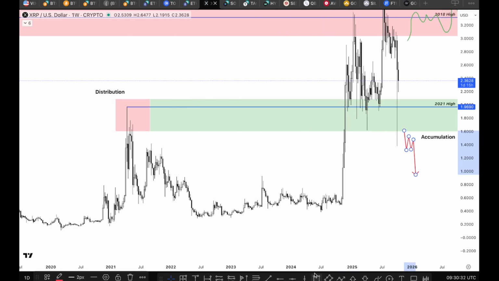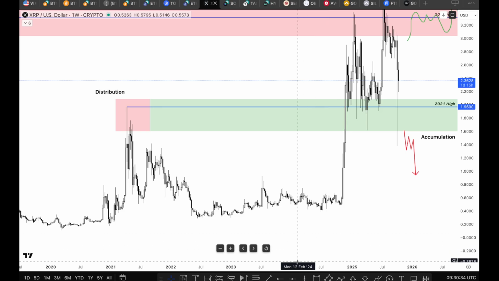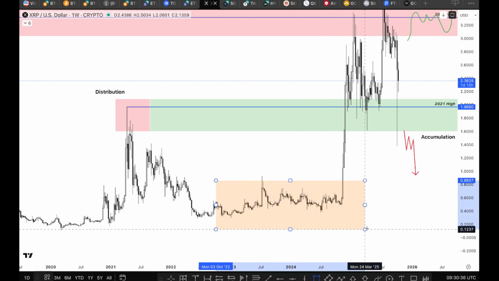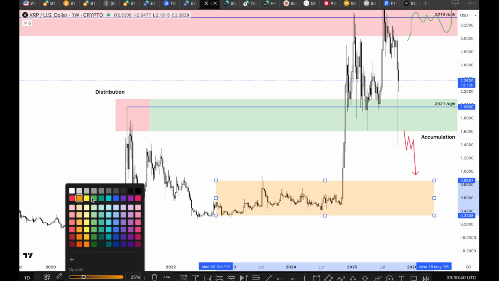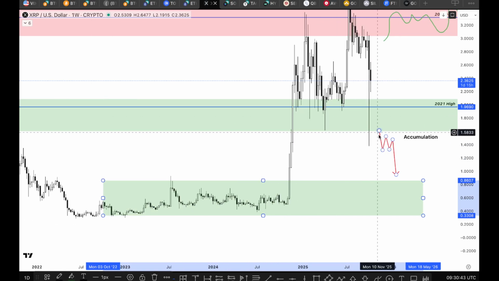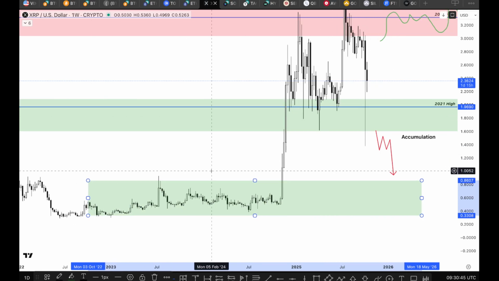You're likely heading back to this lengthy bear market accumulation, which is over here, but that's very far away, so we won't look at that now. You're not going to be interested in XRP. That will take time to play out. That's why I didn't mark this out.